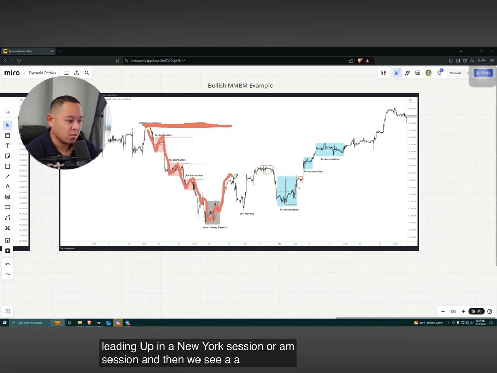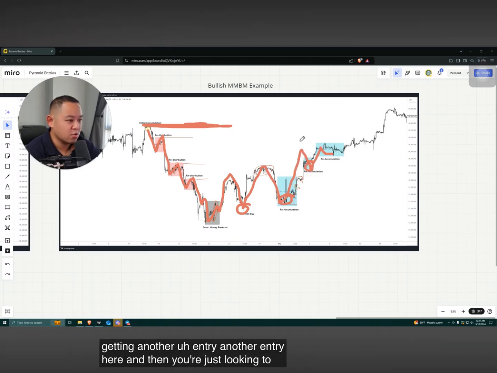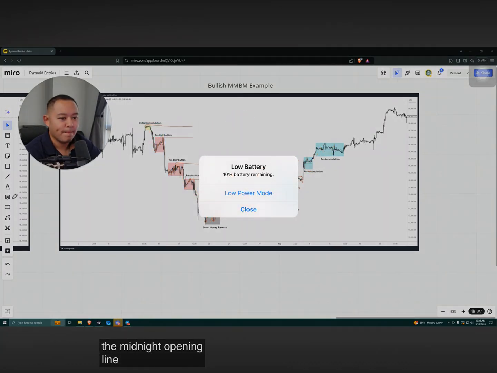And then we see a low risk buy, right? Maybe this is even pre-market, and then during session hours, you're getting another entry here, and then you're just looking to run out the high of the Asian range, right? Or the midnight opening line. It's as simple as that.